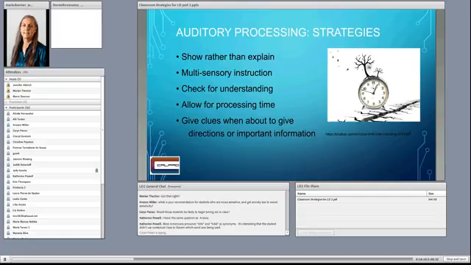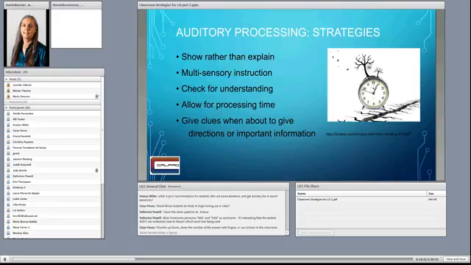The last one, I kind of laughed when I put it in there, because it's give clues about when you are about to give directions or important information. I think some students pick that up right away. You say, oh, this is going to be on the test. This is really important. Don't forget this. And then other people, you really have to handhold and help them learn that if you say that, they need to make a note of it.